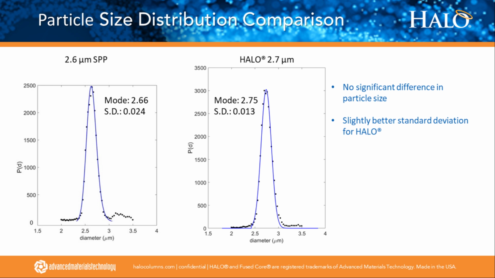And then in terms of that 2.6 micron SPP particle size compared to our Halo 2.7 micron particle size, there really is no significant difference in the particle size other than some slightly better standard deviation for the Halo column. You can see the standard deviation reported here was 0.013 compared to 0.024 for the 2.6 micron SPP column.